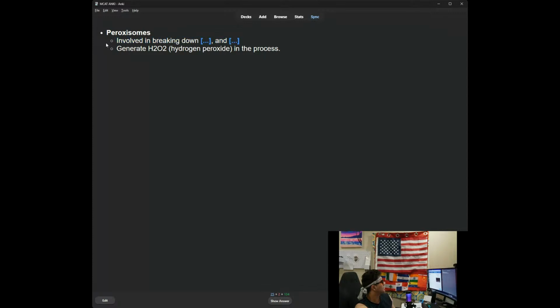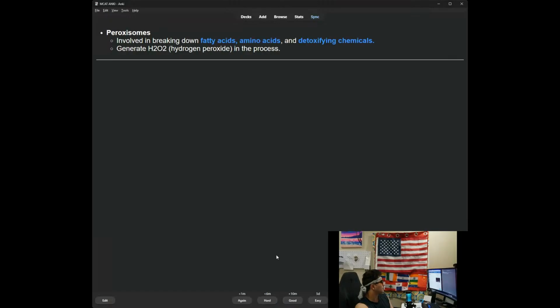They break down reactive oxygen species, and do a host of other things, but they also generate some intermediate reactive oxygen species, like the hydroxyl radical, hydroperoxide, and I think the superoxide radical O2. Also fatty acids, amino acids, and detoxifying chemicals.